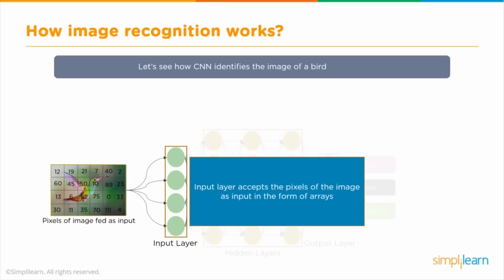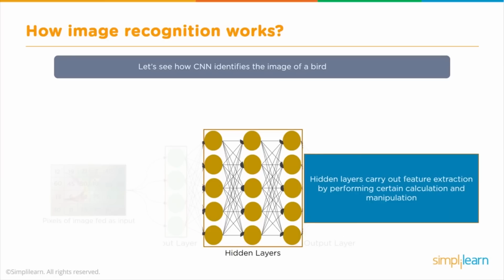So we have our input layer that accepts the pixels of the image as input in the form of arrays. And you can see up here where they've actually labeled each block of the bird in different arrays. So we'll dive deep into how that looks and how those matrices are set up. Your hidden layers carry out feature extraction by performing certain calculations and manipulations. So this is the part that kind of reorganizes that picture multiple ways until we get some data that's easy to read for the neural network.